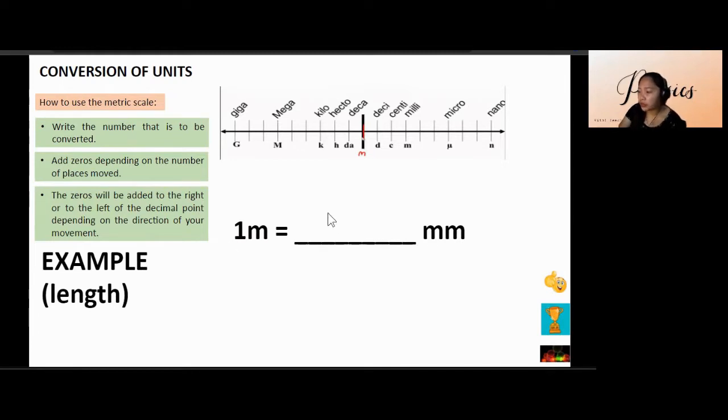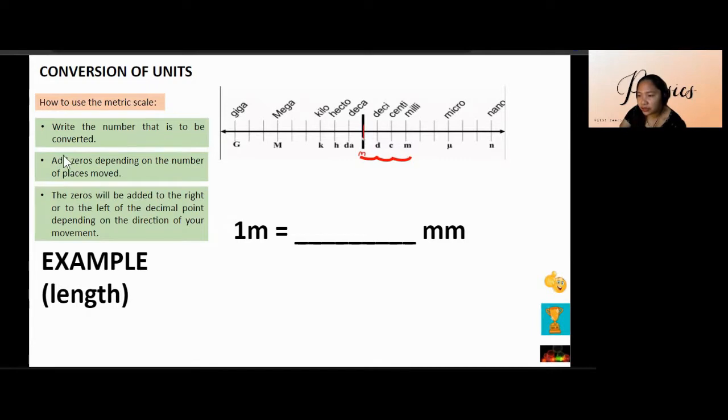1 meter, how are you going to convert 1 meter to millimeter? What is the equivalent of 1 meter in millimeter? Using the metric scale, we can just count the places from the base, which is meter, going to millimeter. Each line here represents one place value. So that should be three places going to millimeter, right?